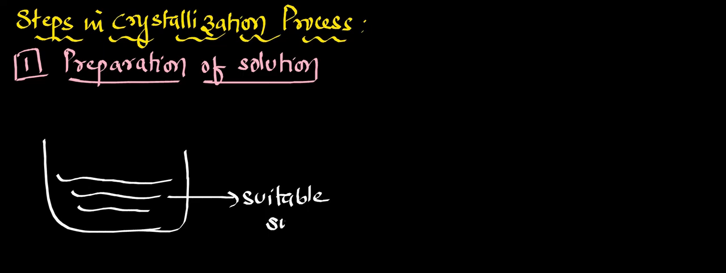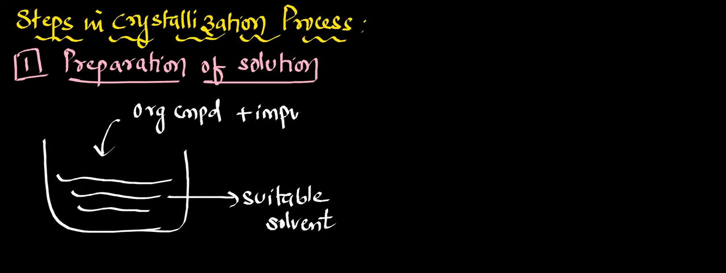The same solvent is not suitable for all kinds of mixtures, so we have to select a particular solvent which is suitable for that particular mixture. Okay, and then we have to dissolve what? We have to dissolve the mixture containing the organic compound and impurities, and we have to heat the solution.